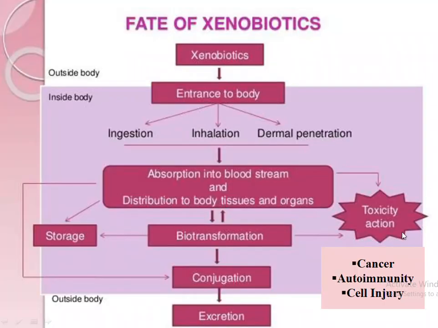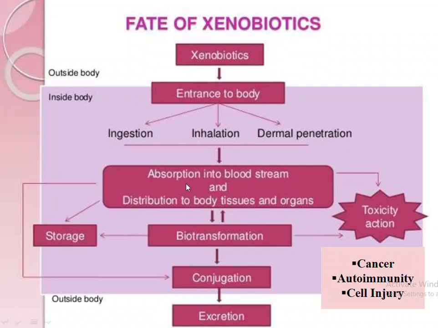The various sources through which xenobiotics gain access into the human body include ingestion, inhalation, and dermal penetration. Once inside the body, xenobiotics can be absorbed into the bloodstream and get distributed to the body tissues and organs. Without going through biotransformation, it can cause toxicity, or it can get stored in the body tissues and organs. It can also undergo biotransformation and get stored, and it can also cause toxicity once it is biotransformed.